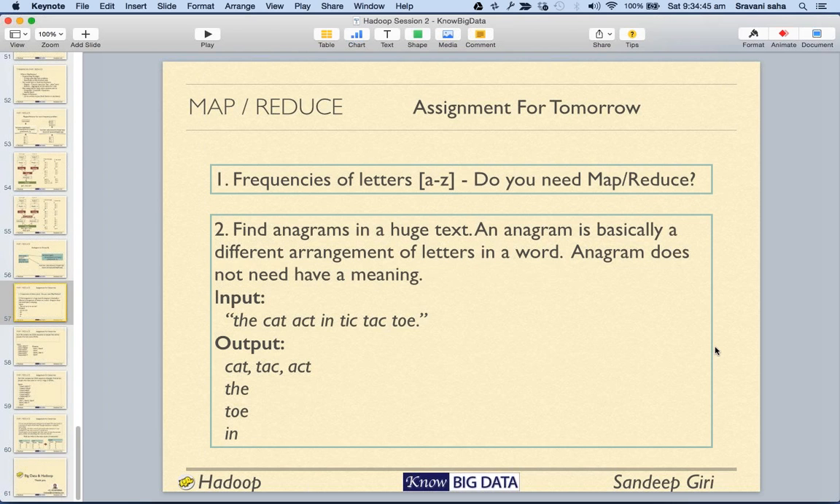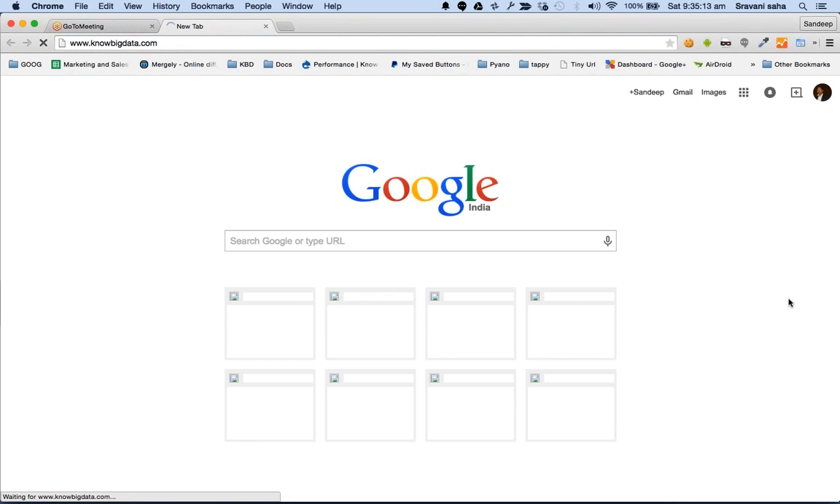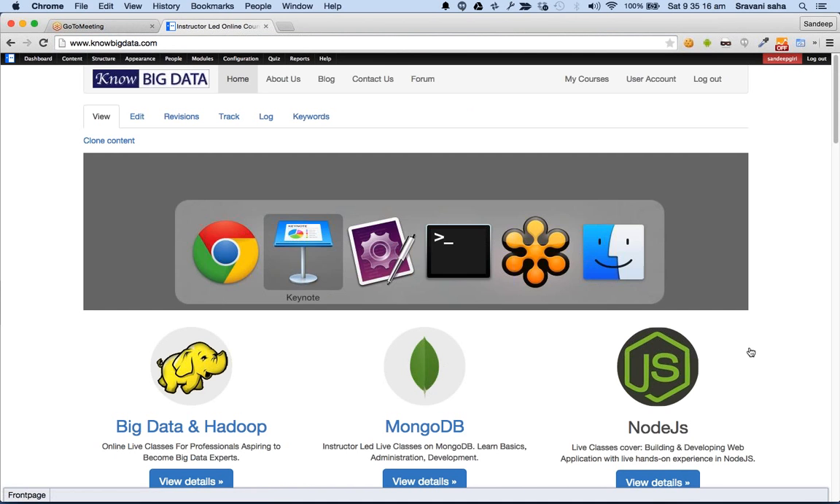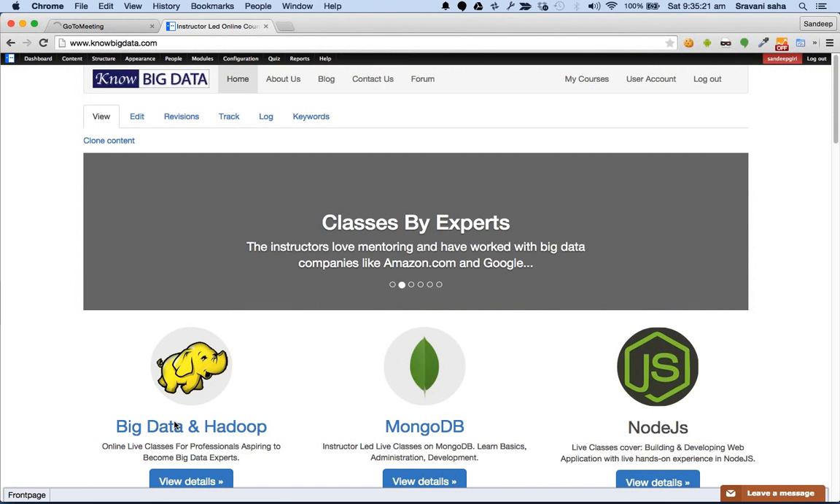Oh, so Srinivas is probably trying to answer question number one. So let's have the answer tomorrow. And I'll tell you a way to answer these questions. So you can go to the browser. Go to knowbigdata.com and go to my courses there. All right, I'll explain question number two, three, and four quickly.